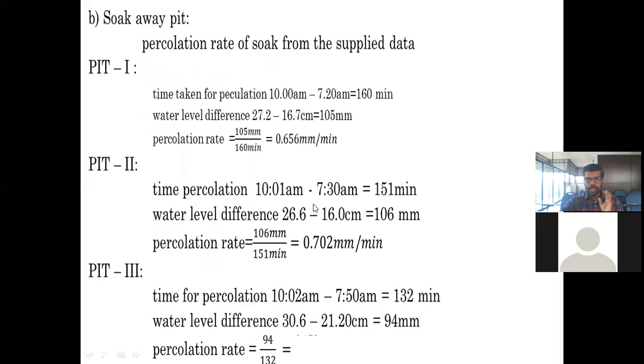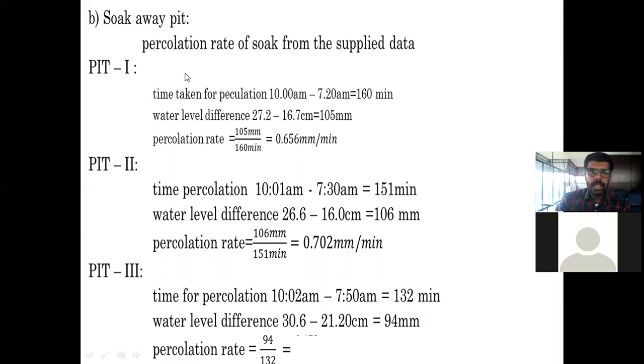Now coming to the soakaway pit, you can see here. The first thing that you have to do is find out the percolation test. You have to dig 3 pits of 300 mm and 250 mm depth. You have to fill the water, keep it overnight, then fill the water again. Then you are going to see the water level and time taken.